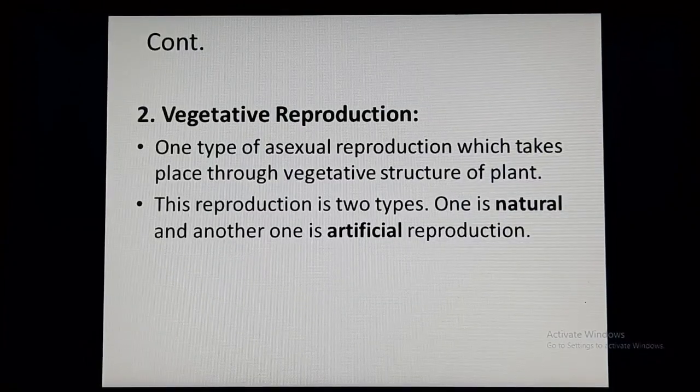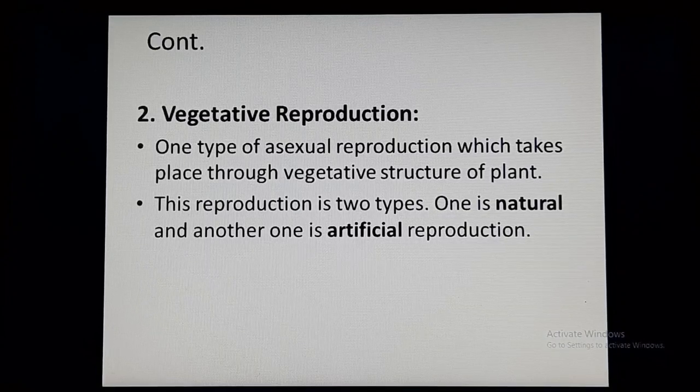One type of asexual reproduction which takes place through the vegetative structure of a plant, when a part of the plant body is developed or modified for reproduction without formation of any gametes, that portion or structure is called a vegetative structure of the plant. If that part developed naturally, then it is called natural vegetative reproduction. If that part developed artificially in a laboratory, that is called artificial vegetative reproduction.